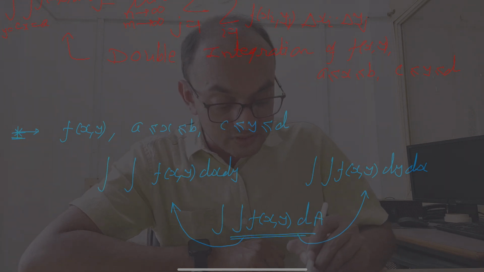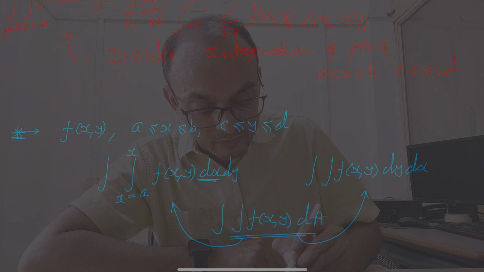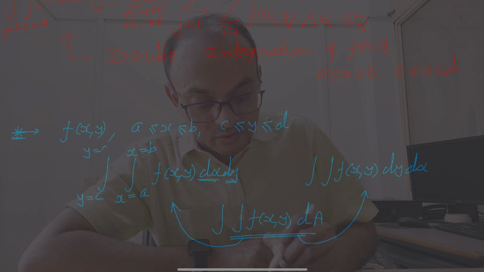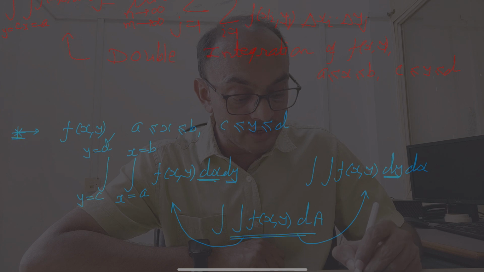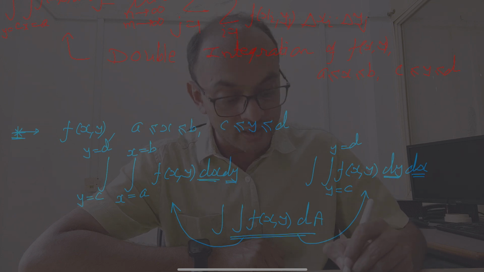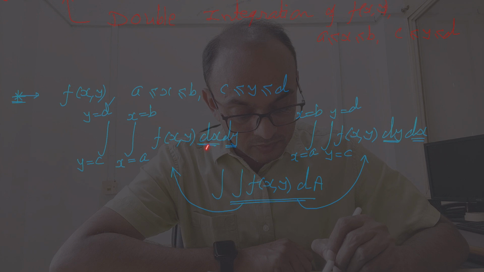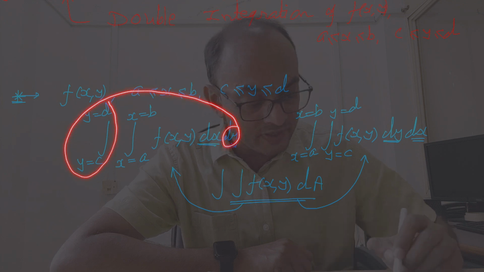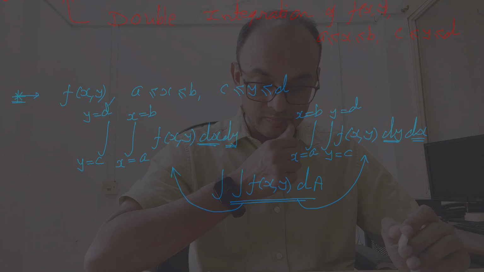How do we write the limits? This is called the inner integral with respect to x. So we write the limit of x from a to b, and the outer limit of y, so the range of y is y equals c to y equals d. Here the inner integral is with respect to y, so we write y equals c to y equals d, and the outer integral is with respect to x, so the limit of x is x equals a to x equals b. So here x is inner and y is outer; there, y is the inner limit and x is the outer limit.